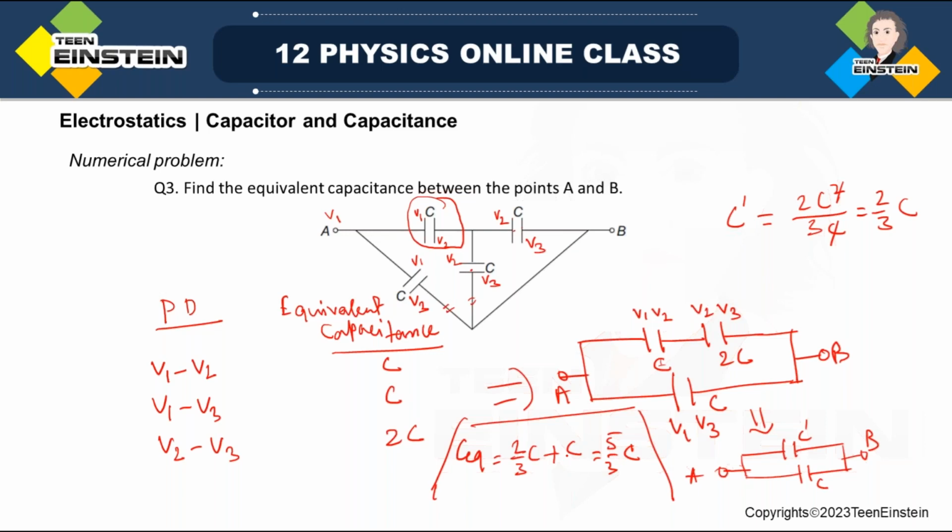Okay, so this is how we will apply the same potential method. So far we have learned the same potential method. All right.